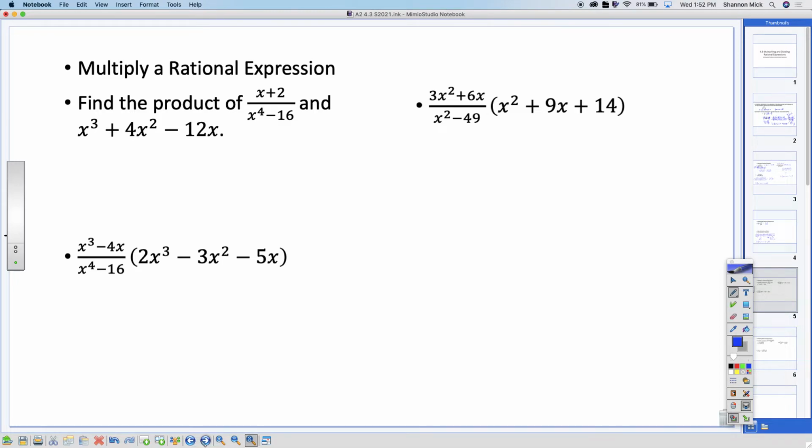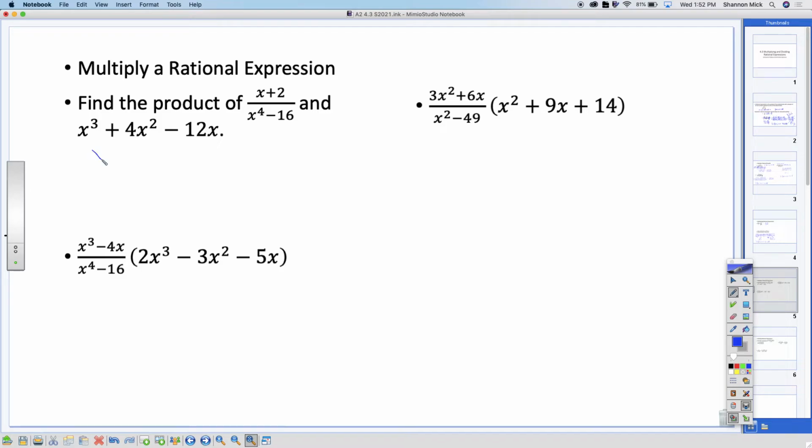Okay, so we're going to go top, bottom, over. Product. What does product mean to do? Multiply. Okay, this is just x cubed plus 4x squared minus 12x. Is that a rational expression? Yeah, because it's over what? A 1. So it's the same thing, it's just over 1, right? One less thing to factor. Okay, what am I going to do with x plus 2? Leave it.